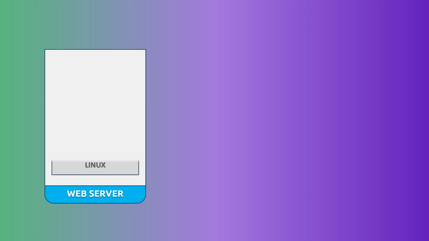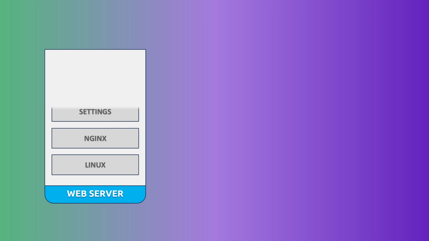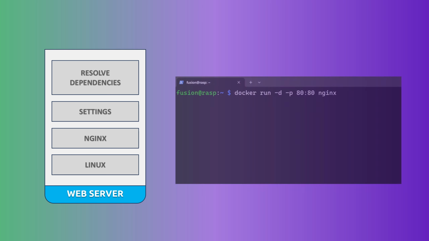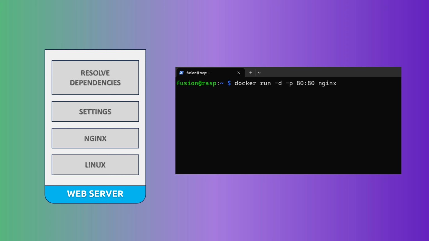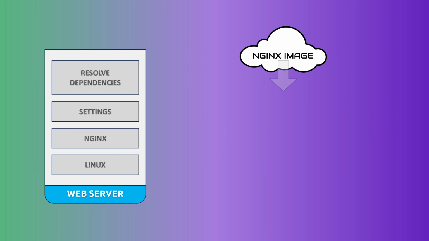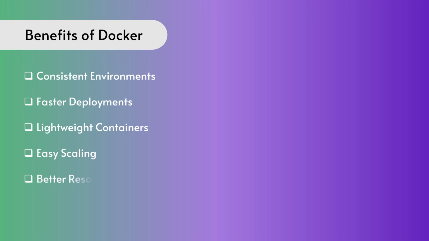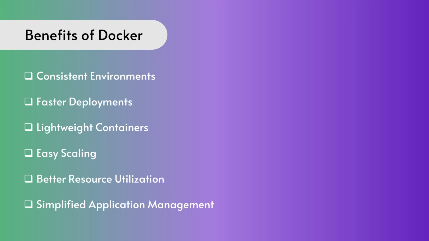Let's say you want to run a web server. Normally you would install Linux, install Nginx, configure settings, and resolve dependency issues. With Docker, it's much easier. You simply run the code. Docker downloads the Nginx image and starts a web server in seconds. No complicated installation required. Docker offers many advantages like consistent environments, faster deployments, lightweight containers, easy scaling, better resource utilization, simplified application management.